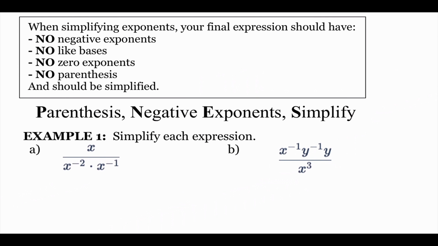So how do we know if something's simplified? There are no negative exponents. There are no like bases. Like bases means x and x. We combine them by using the rules. No more parentheses left. No more 0 exponents left. If none of those things are there, then it's done. So here are our steps: first thing we do is parentheses, then negative exponents, then simplify.